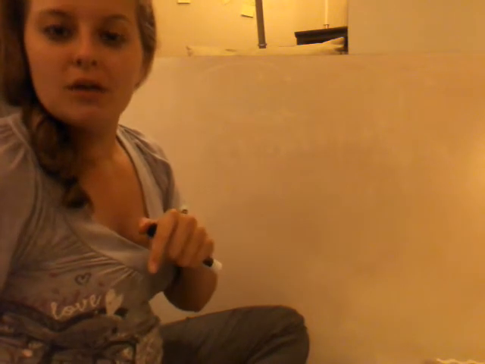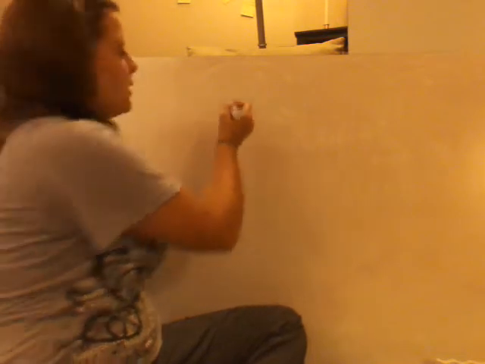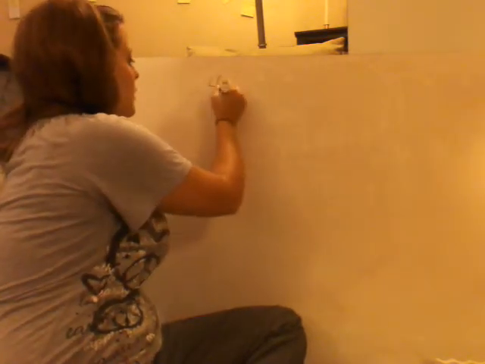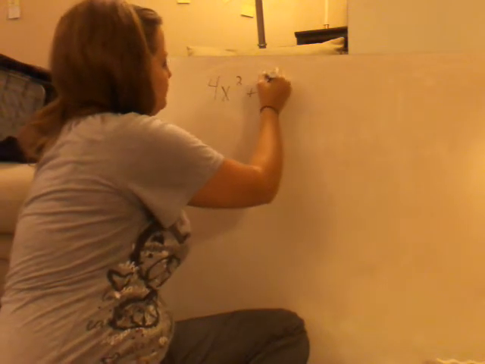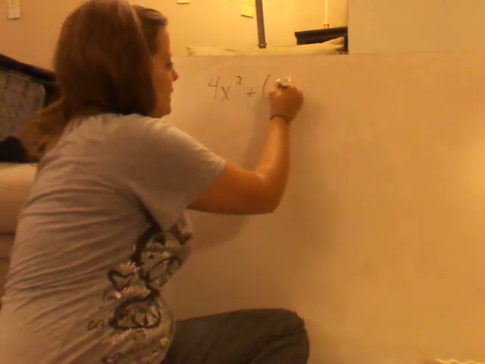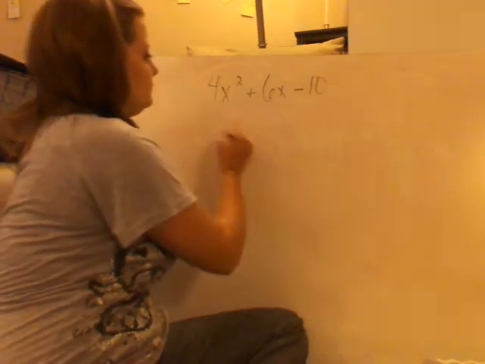Alright, in this video we're going to do dividing polynomials by monomials. I almost forgot the words. What am I even doing? Okay, so first we're going to start out with my polynomial, which will be 4x squared plus, let's call it 6x minus 10. Okay?